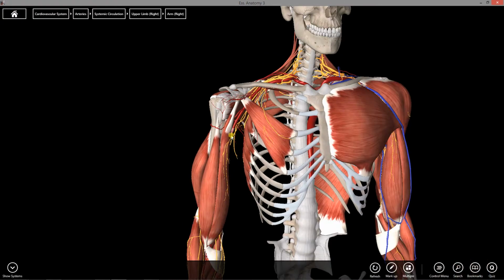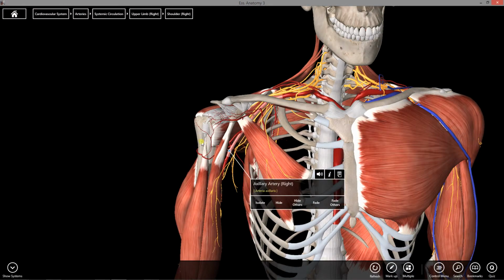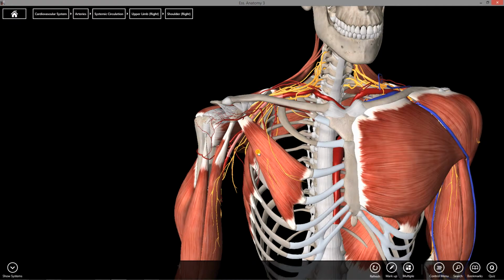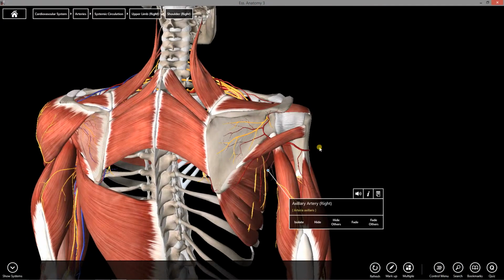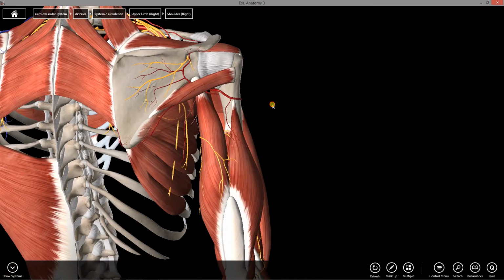So, enough of the deltoid, and enough of talking about the blood supplies for now. The next thing I wanted to talk about was the quadrangular space, because I think this is something in particular that's really hard to grasp without models.